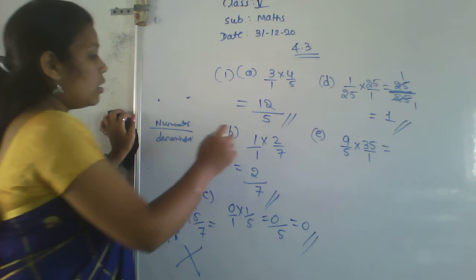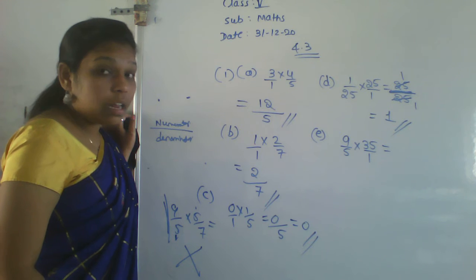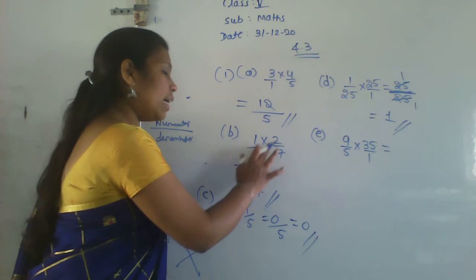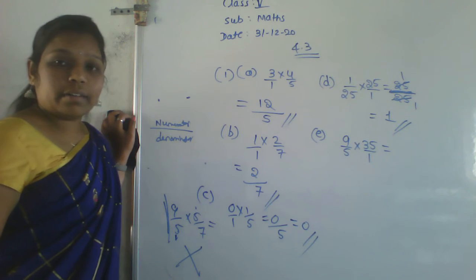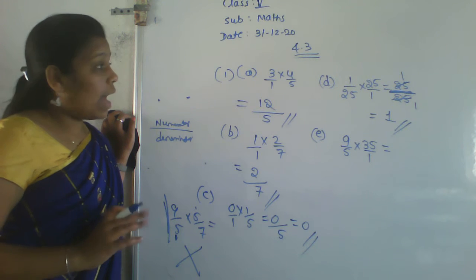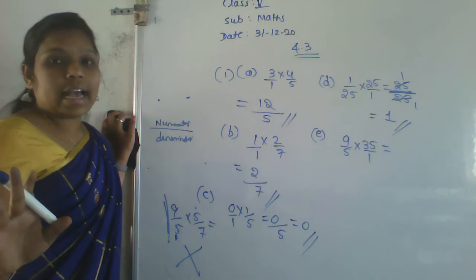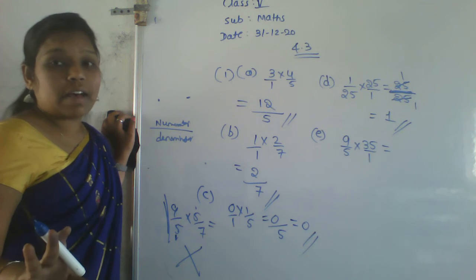See here, whether cancellation is there, whether these two are in the same table. No, that's why I directly multiplied and wrote it here. So if the two values are in the same table, then only we can cancel. Otherwise we can't cancel the values.